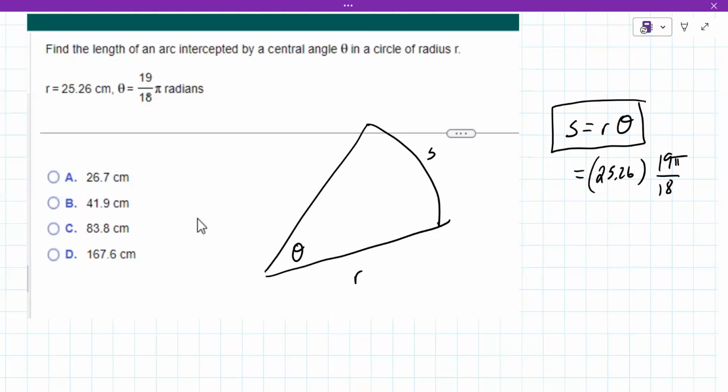Wait, where do I put the pi symbol? You just multiply the top numbers. So 25.26 times 19 times pi, and then divided by 18. All right, let me find that real quick. All right, I got C. Okay, sounds reasonable. Right, cool.